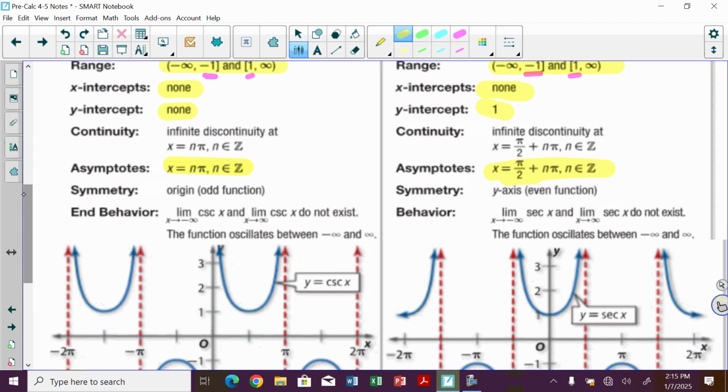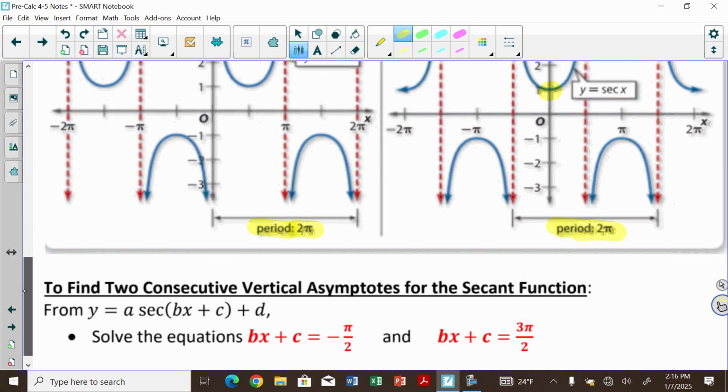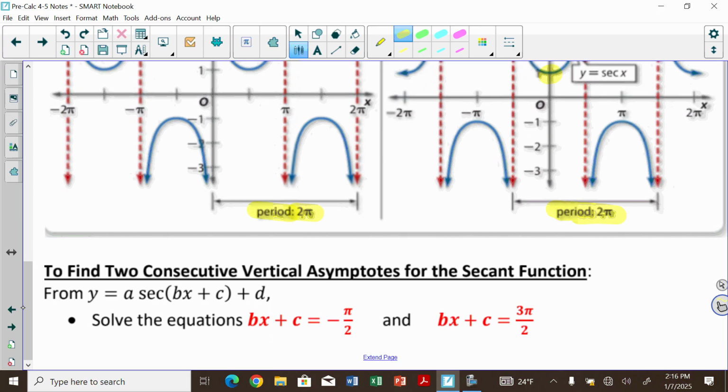Okay. You can see right here also that this does have a y-intercept, because this one will actually cross the axis right here, where cosecant does not. So you can pause, rewind, do all the things you need to do on that. But just to point out, to find 2 consecutive vertical asymptotes, solve the 2 equations. Bx plus c again, that's going to be the key to all of them.